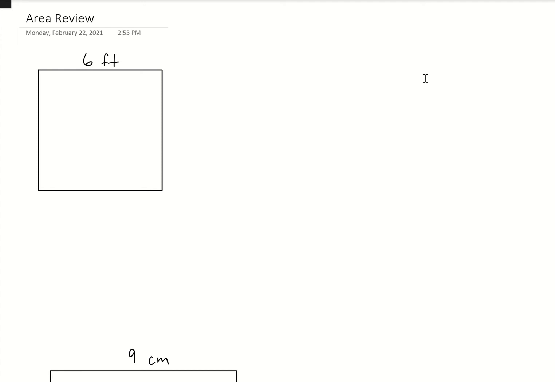What's up, Math 8? Today we are going to look at some area review, as far as the formulas that we use for area. Again, this is just a review of things that you have probably seen in previous grades about finding the area of different figures. So we're going to jump into it.